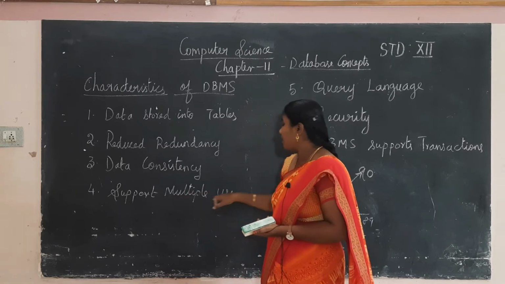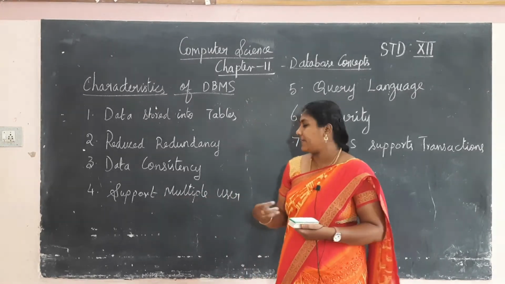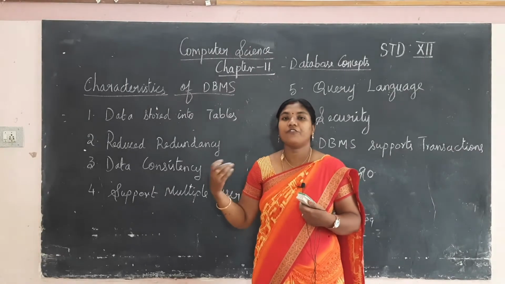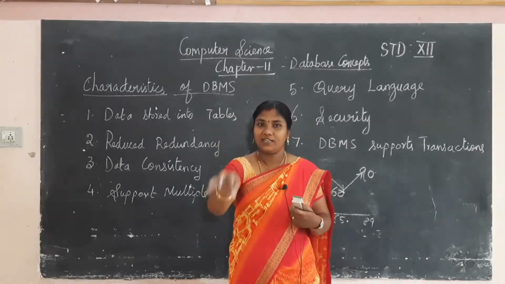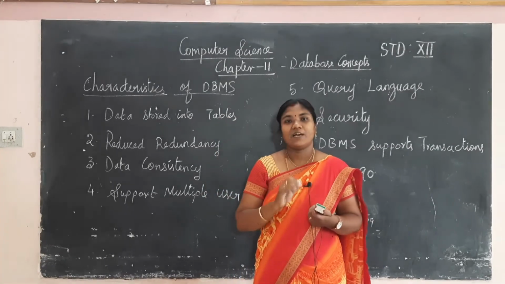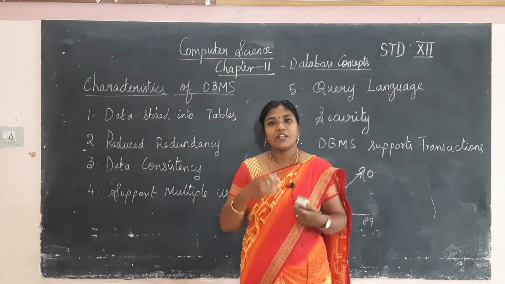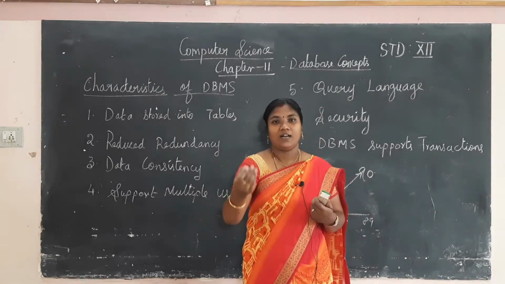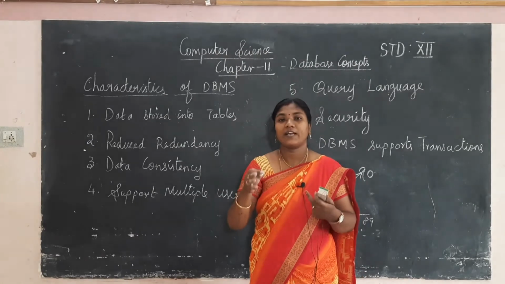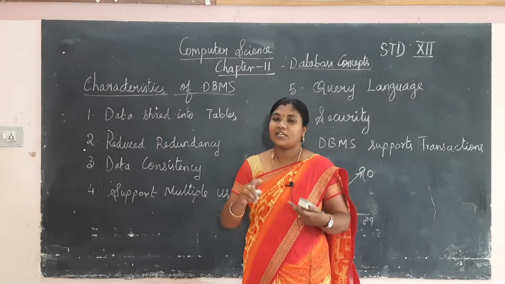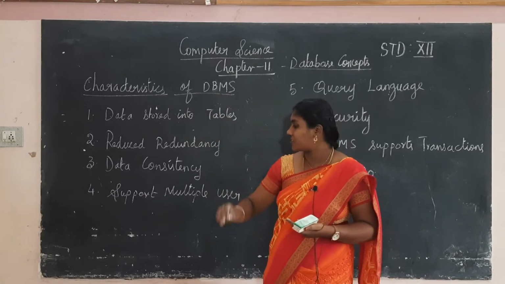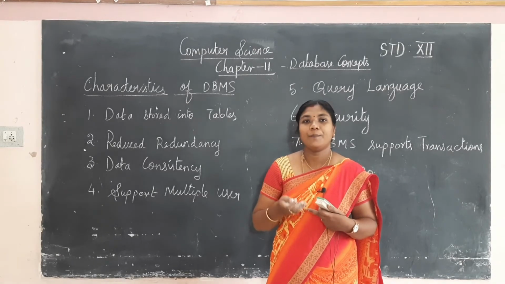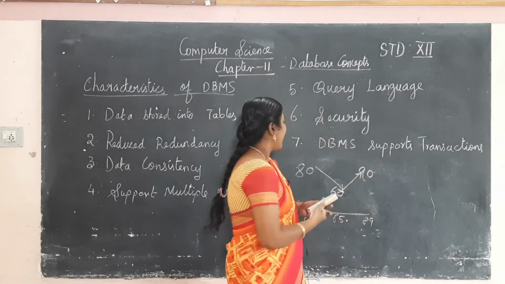Fourth one, support multiple users. So what do you mean by multiple users? Multiple users means more than one user is operating on a particular database. As I have already said, a database is a collection of tables. One user can be active on one table, and the second user can use the second table, or the second table can be used by user 1 and user 2. That is also possible in DBMS. So it supports multiple users. More than one user can access a particular database. Clear?